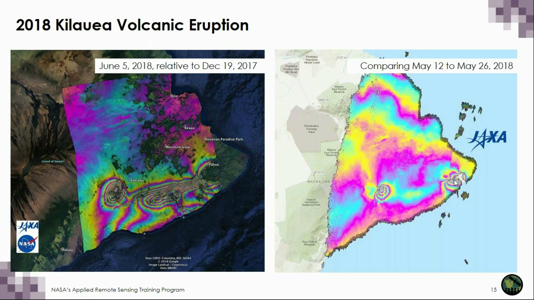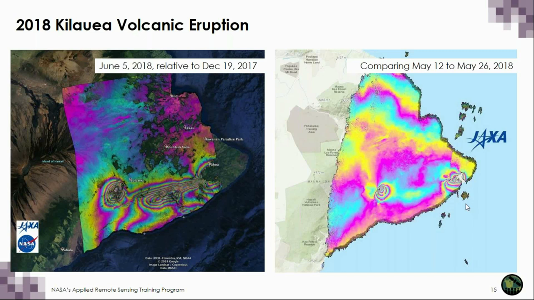1, 2, 3, 4, 5. There's 5 fringes there, so each one of those is 12 centimeters. That's 60 centimeters of motion in the radar look direction in that area. And that motion is in the up direction, up and to the west.